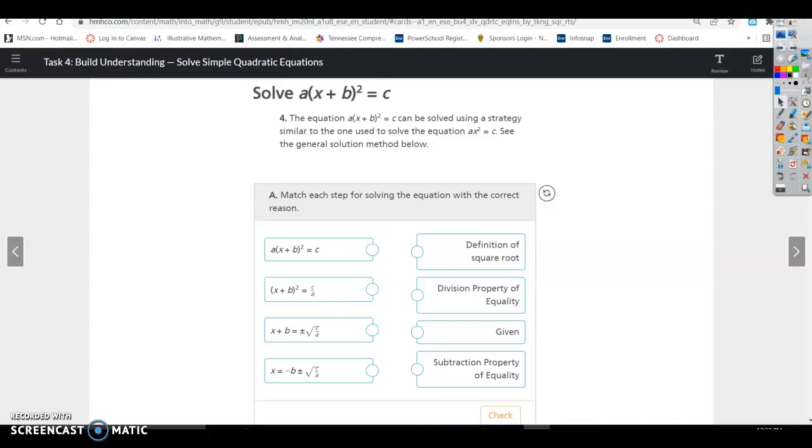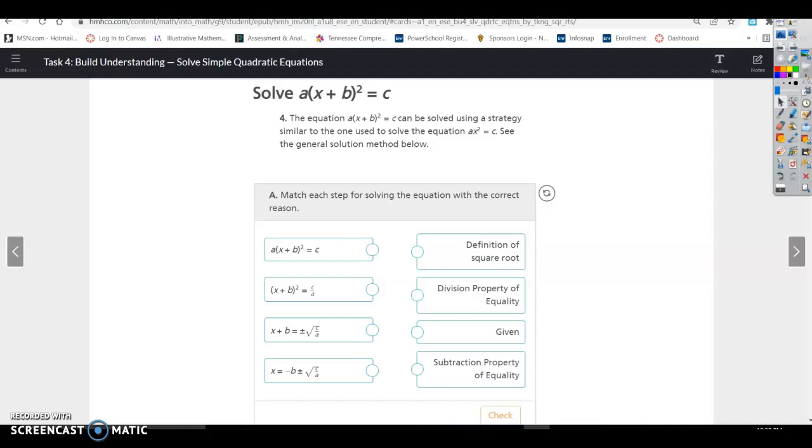Lesson 18.1, Task 4. Solve a times (x plus b) quantity squared equals c. The equation a times (x plus b) squared equals c can be solved using a strategy similar to the one used to solve equations ax squared equals c. See the general solution method below.